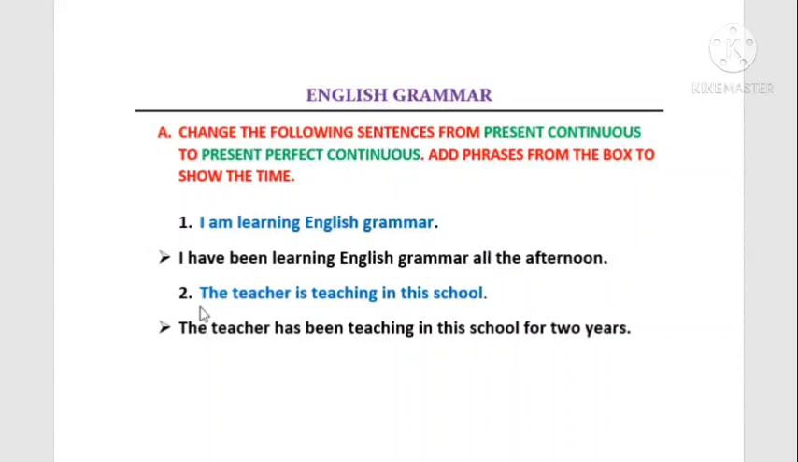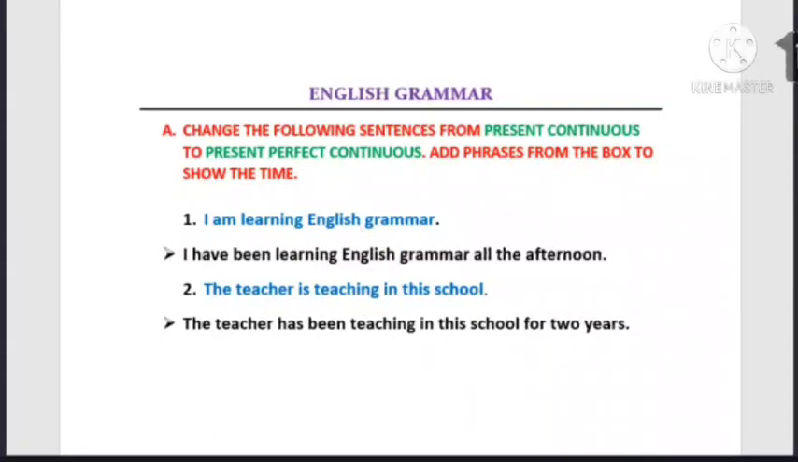So the first sentence is I am learning English grammar. So this sentence is in present continuous. We have to change this sentence into present perfect continuous tense which we have just learned. So I have told you the structure to form the sentence in present perfect continuous, right? You have to start with the subject. So here the subject given is I. So we will write I and then the helping verb. You have to now use the helping verb. So for the subject I, we use the helping verb have. I have been learning English grammar all the afternoon. So you see we have used the helping verb have been learning. This is the only change you have to make.